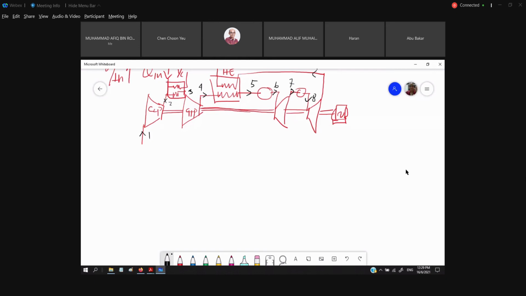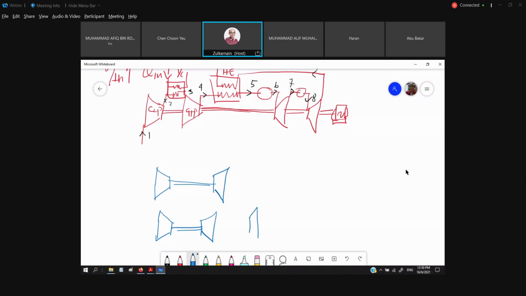Let's say we have 3 turbines. If we had 3 turbines, what do you think that we could arrange? First turbine is driving the compressor. Second turbine also driving another compressor. Right? And the last turbine is totally to produce, mainly to produce the work net. So this is the arrangement that we could have.